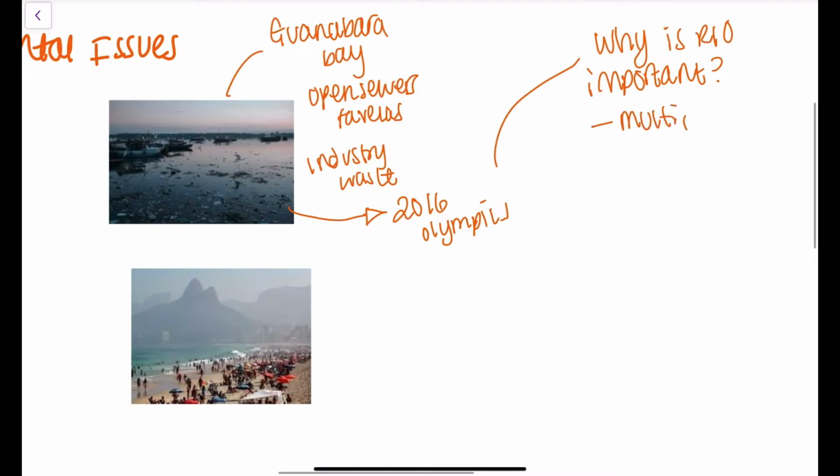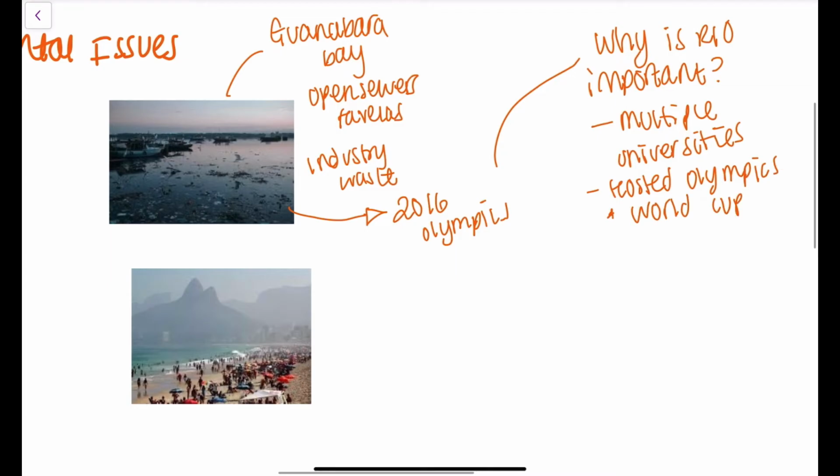Now, you could get asked a question about why your LAC-NEE major city is important. For example, Rio has multiple universities. It also hosted the Olympic Games, and also the World Cup. So it's hosted worldwide events, which has attracted lots of tourism. It also is home to the Christ the Redeemer statue, which you'll all be familiar with. And lastly, it's quite an industrial hub.